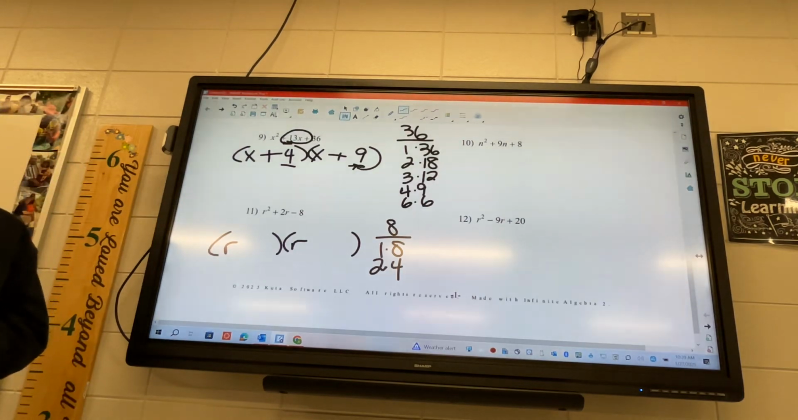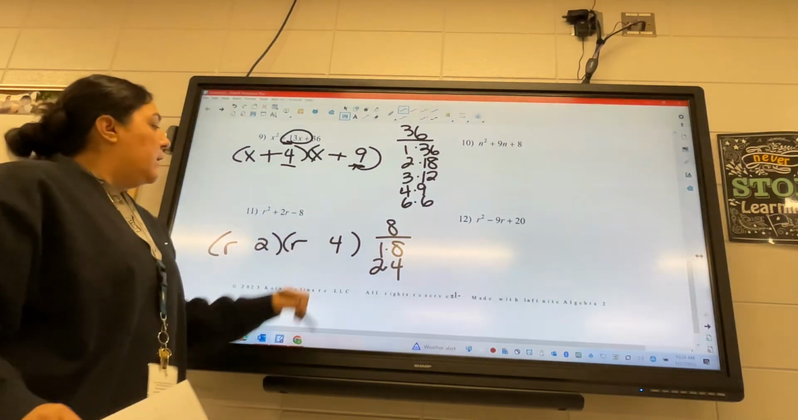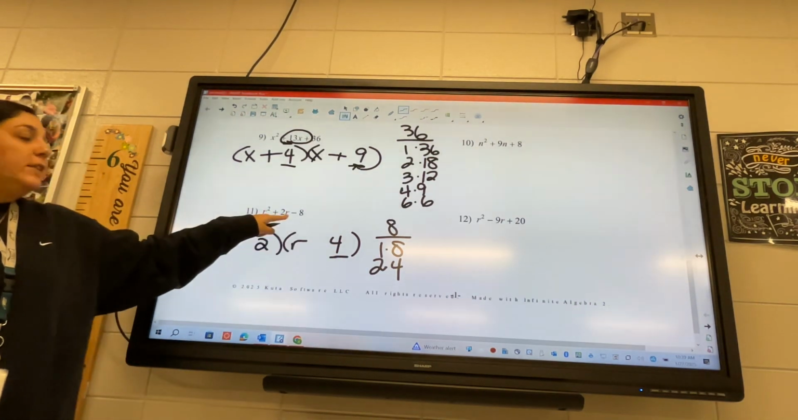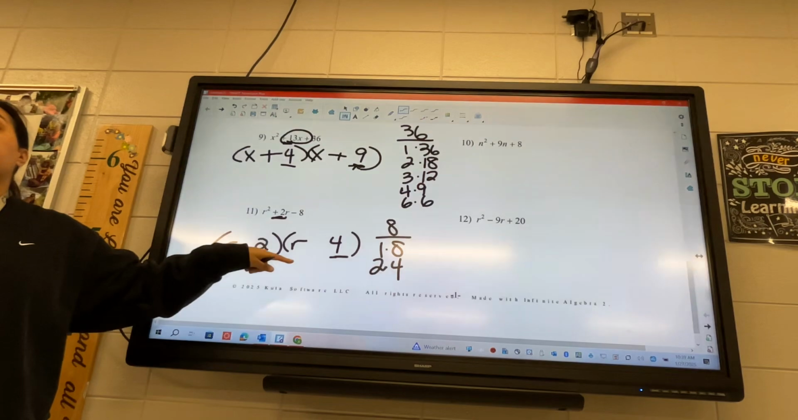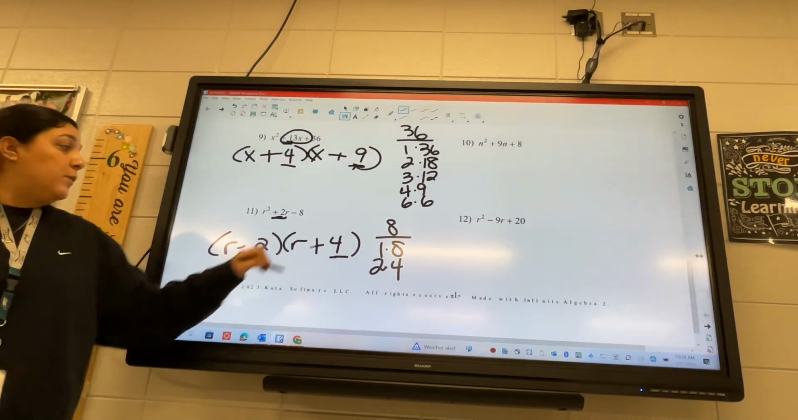Okay, what am I going to use? I'm trying to get a 2. So 2, 4. Okay, what number is the biggest, 2 or 4? 4 is bigger. Okay, is this bigger or smaller than 4? It is smaller. So I know that one of these needs to be a plus and one needs to be a minus. So which one is going to have to be? Negative 2 plus 4.